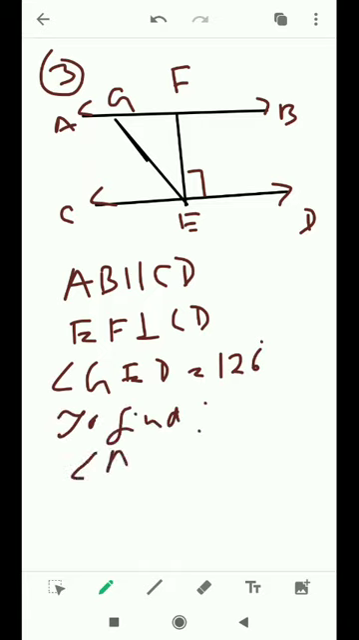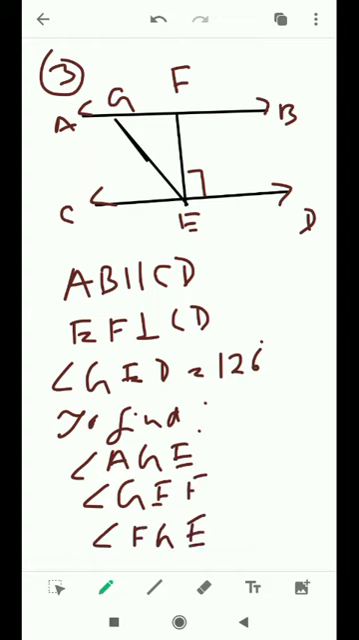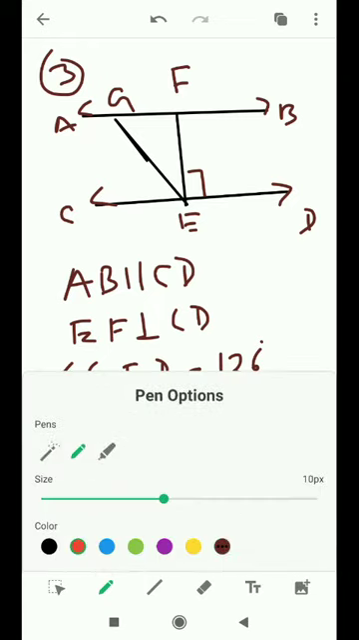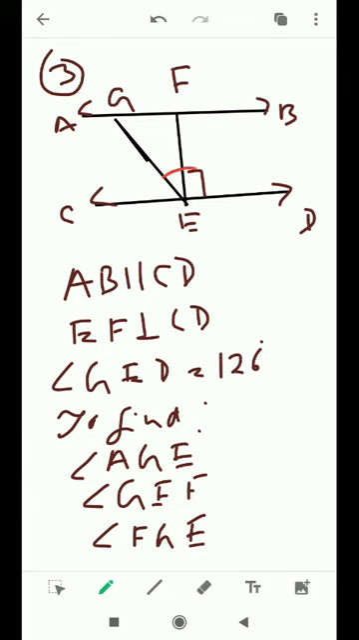These angles: one is AZE, one is ZEF, and another one is FZE. So the first one, AZE, we can find directly because here you can see ZED. This is the ZED angle, here written in another color. I'll show you, this is the ZED angle. So ZED angle and AZE are alternate interior angles because lines AB and CD are parallel, so alternate interior angles will be equal. So whatever ZED is, AZE will also be the same.